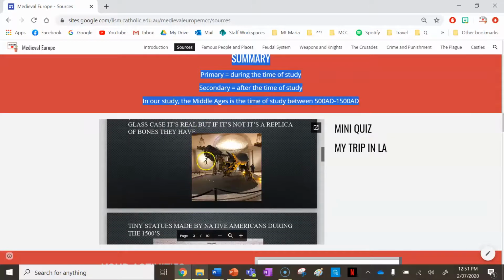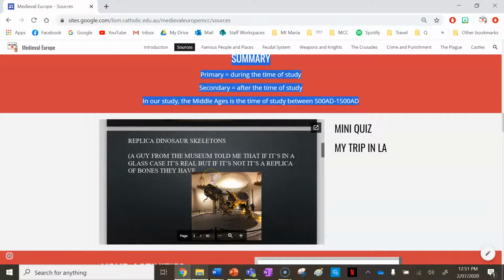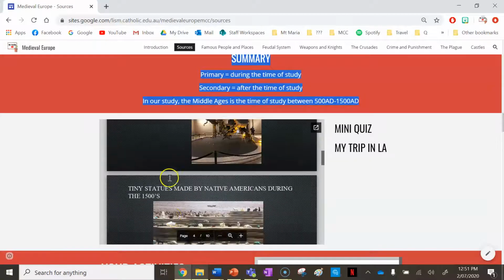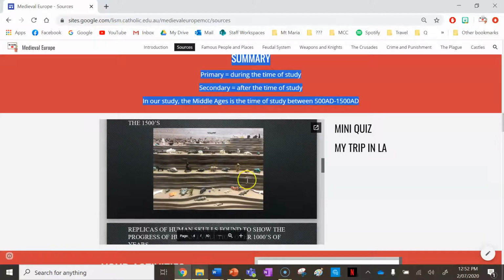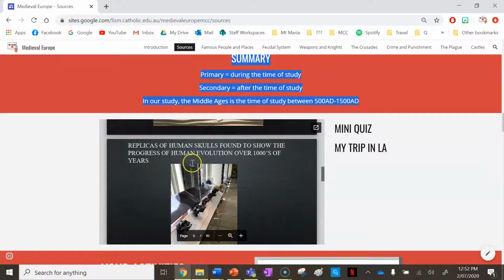Now, replica dinosaur skeletons. They told me at the museum that if it's behind glass, it is real, but if it's not, then it's fake, so it's a replica. The key word we have here is replica, so it must be a secondary source. Tiny statues made by Native Americans during the 1500s. These are primary sources because they are made during the time of study.